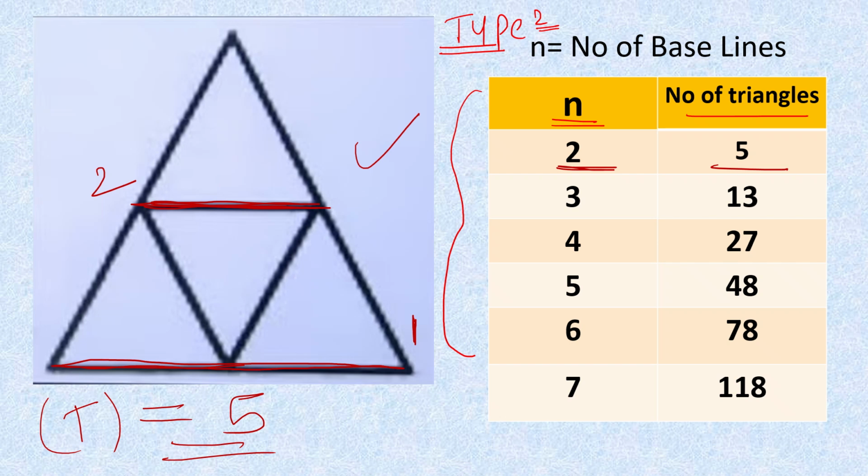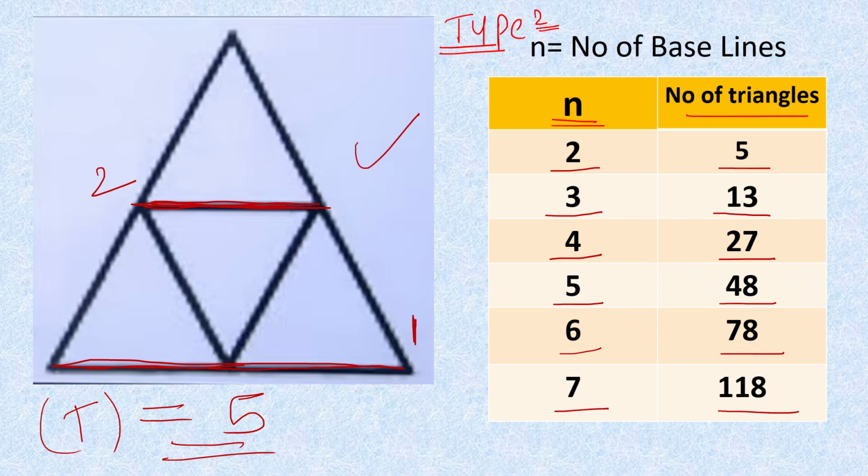Understanding? So please take a screenshot of this table or note it down because it's very important. Okay. So if you have 2 baselines, then the number of triangles will be 5. If there are 3 baselines, then the number of triangles will be 13. If there are 4, then 27. 5, then 48. 6, then 78. 7, then 118. Okay. So please take a screenshot of it or note it down.